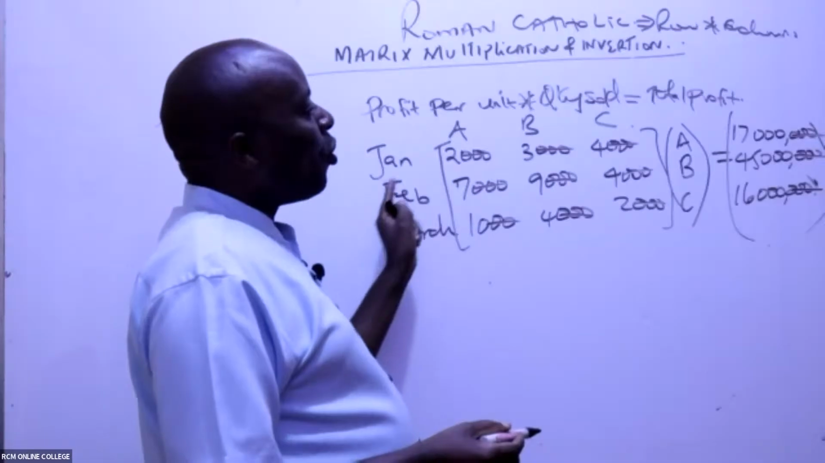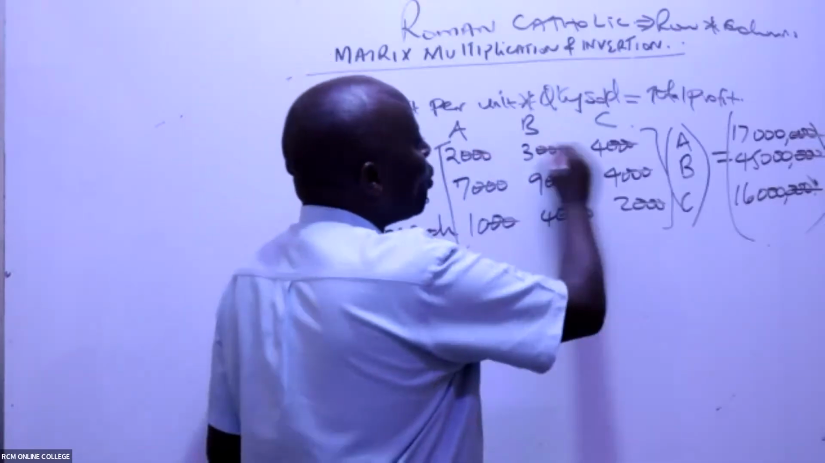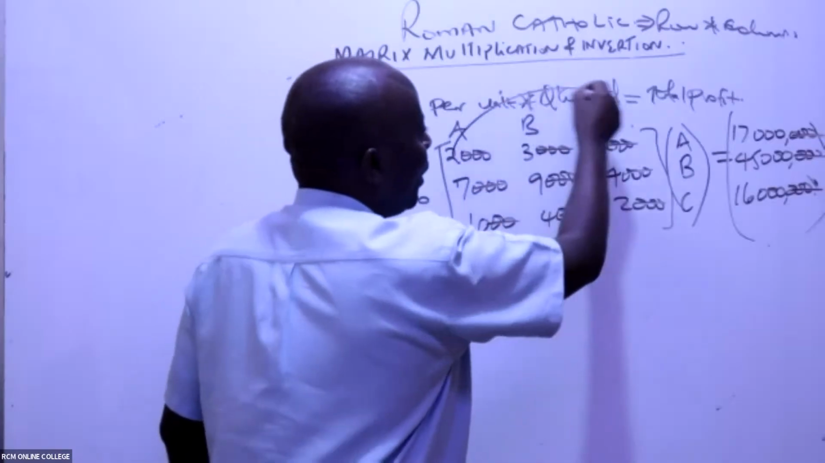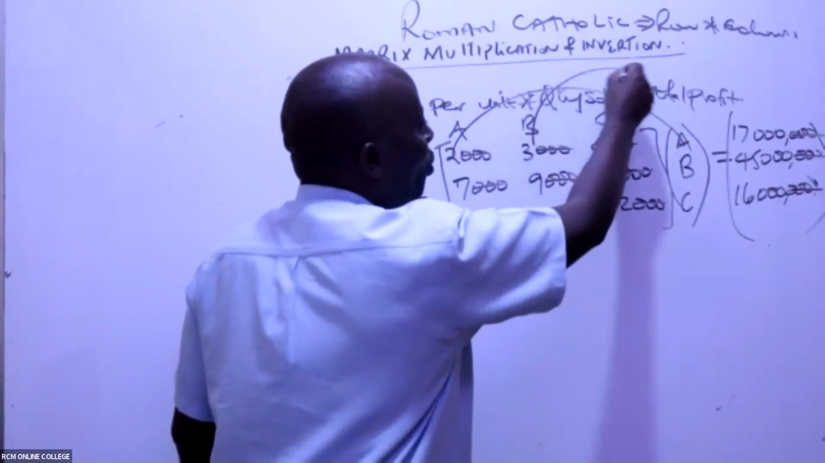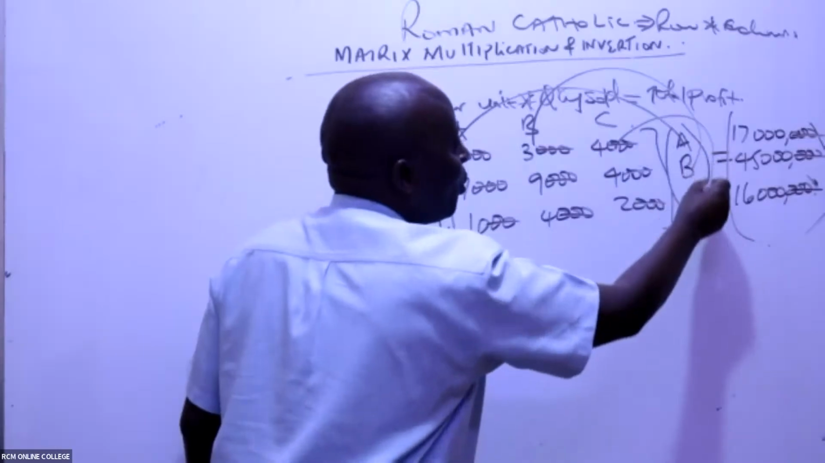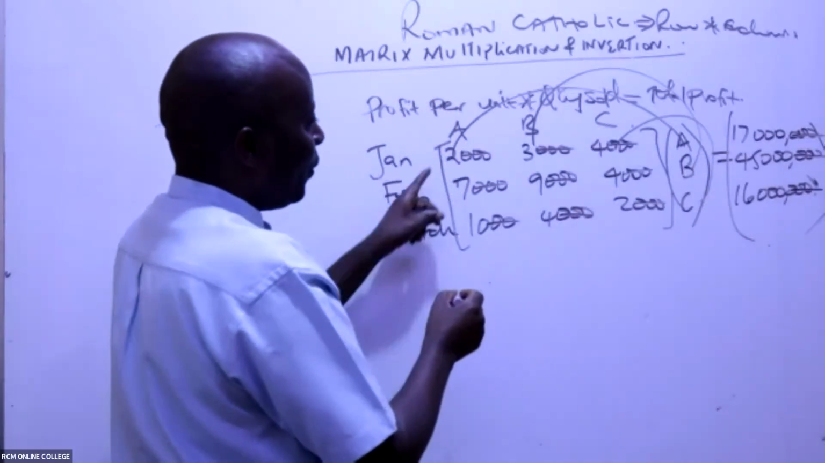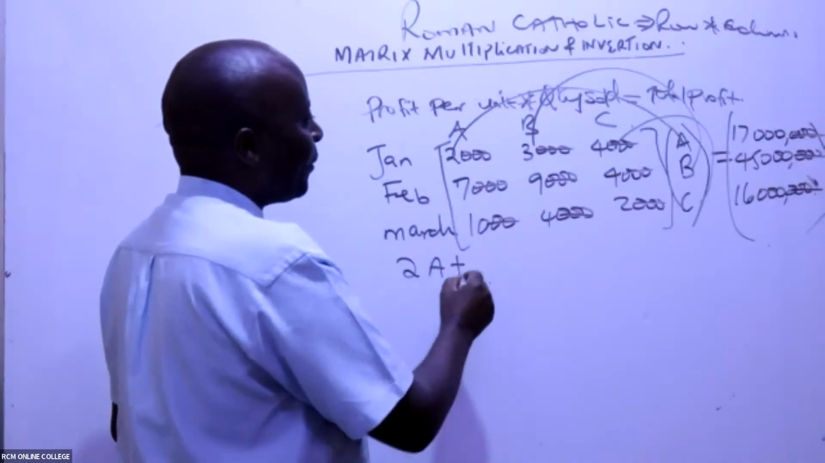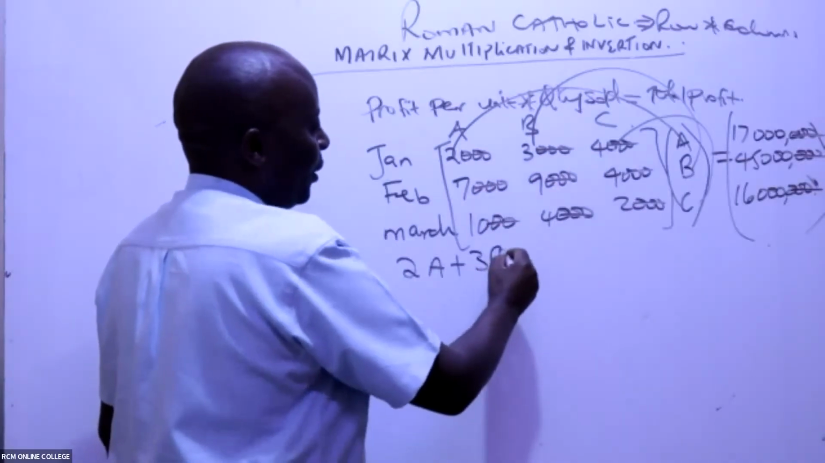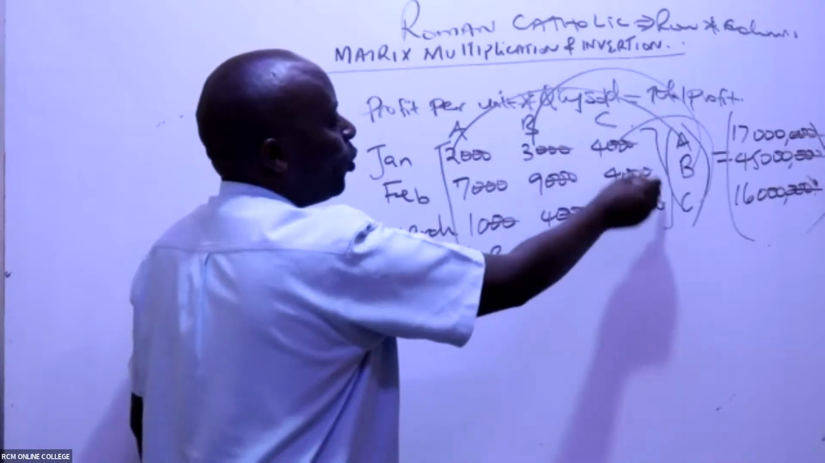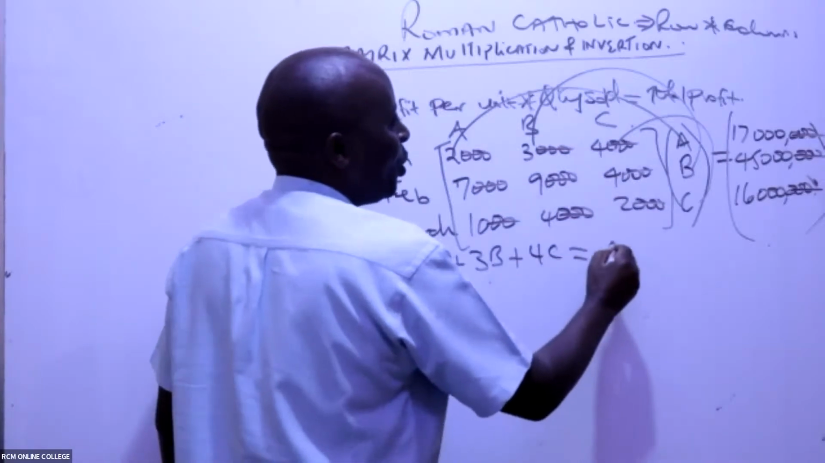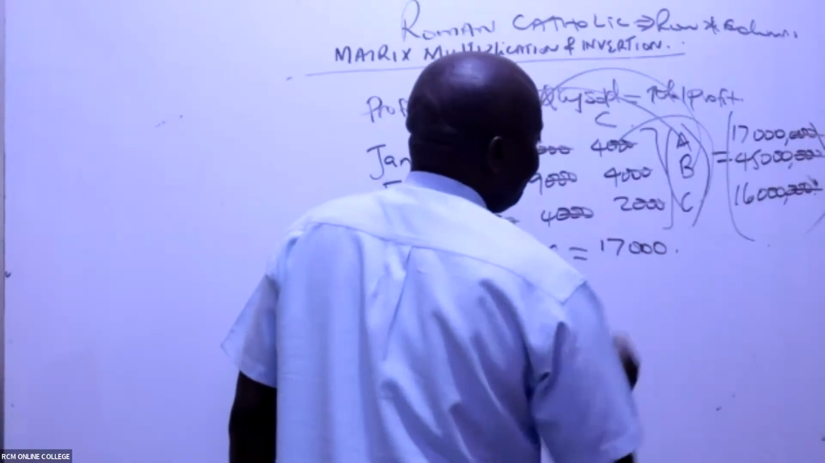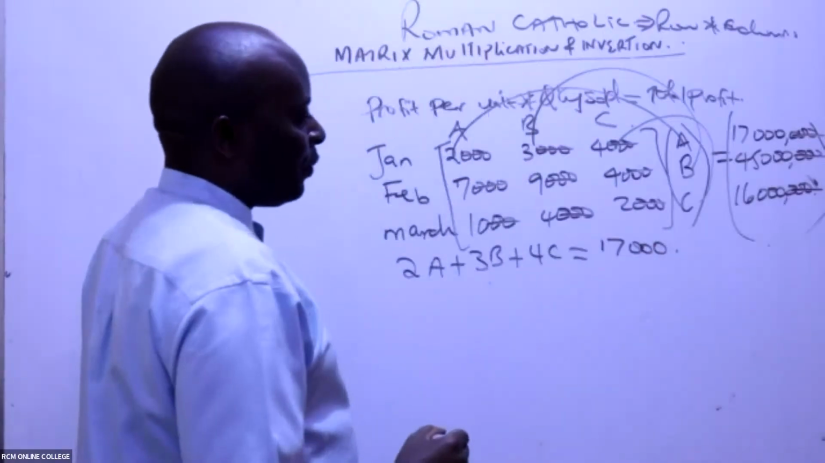So remember, it's rows times columns. The first row will multiply the first column. How do we go about it? First ones multiplied, plus second ones multiplied, plus third ones multiplied. So the first one, that's 2A plus 3B plus 4C should be equal to the first number, 17,000.